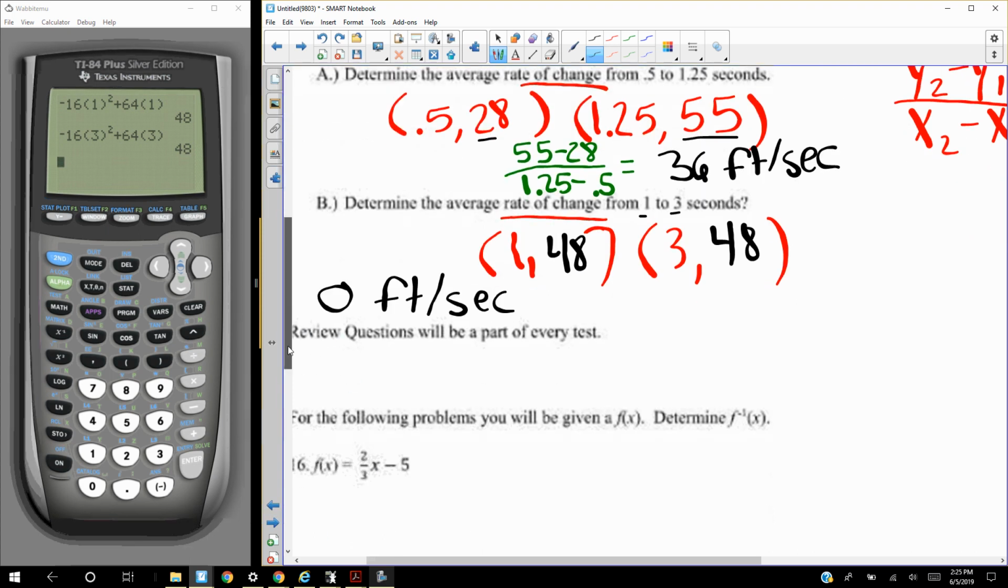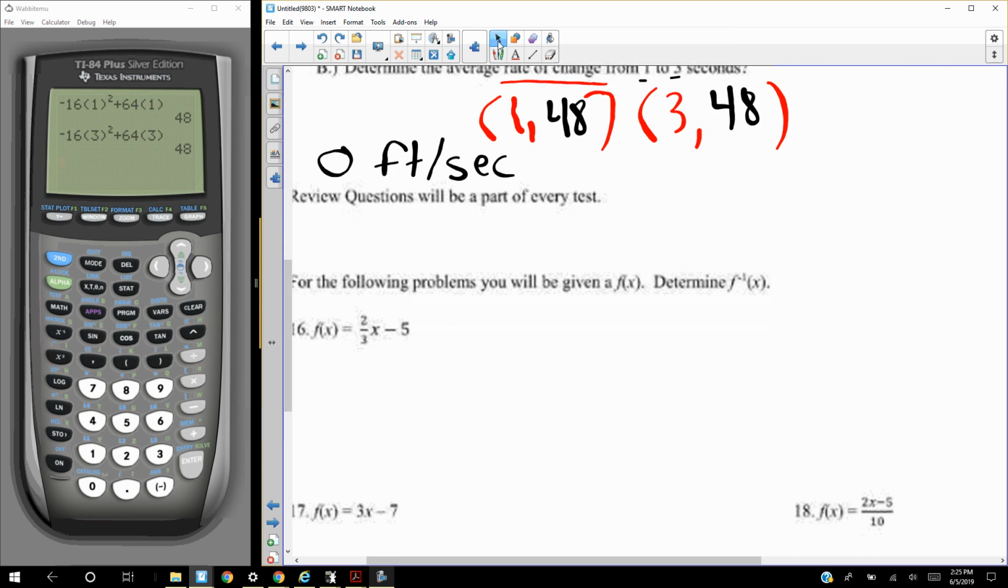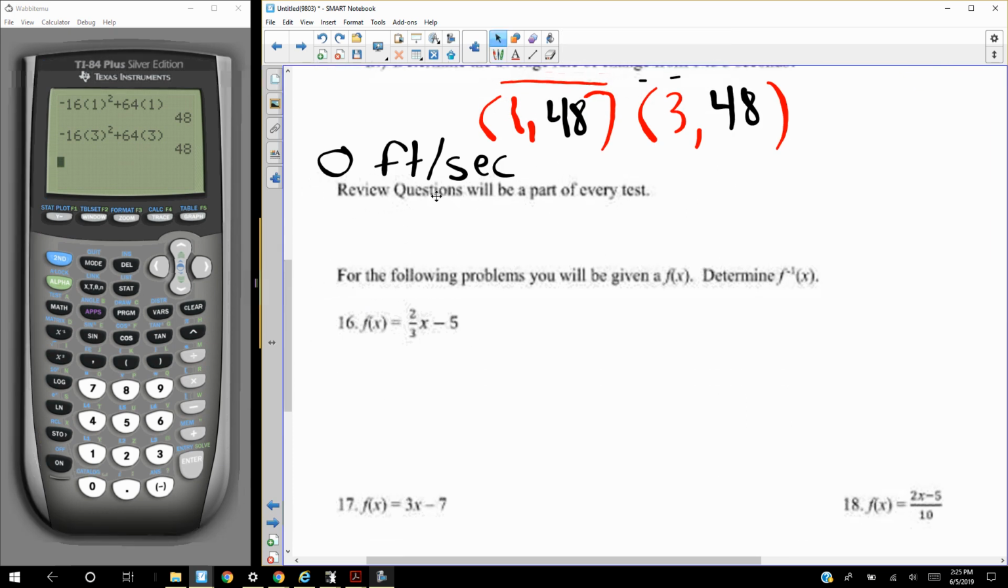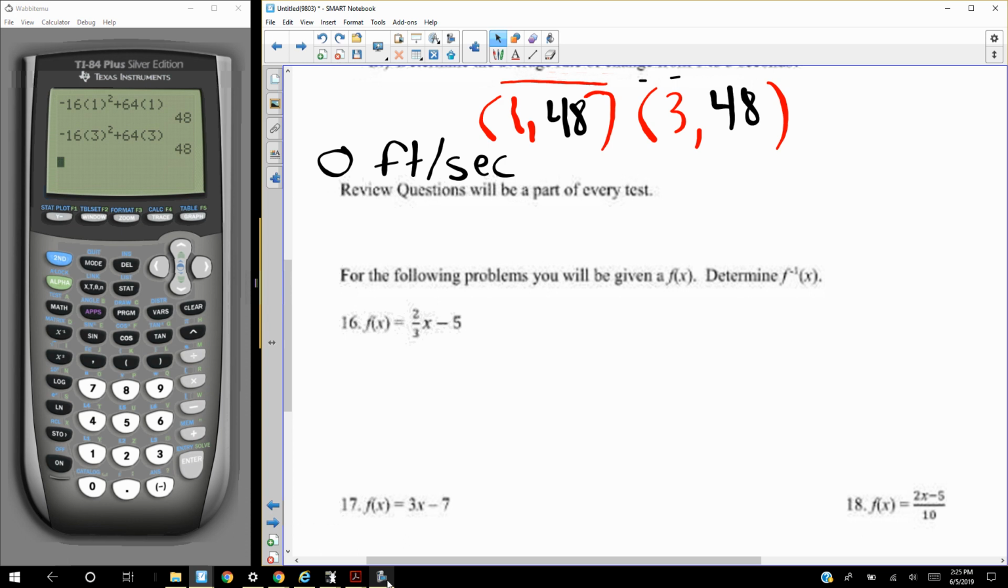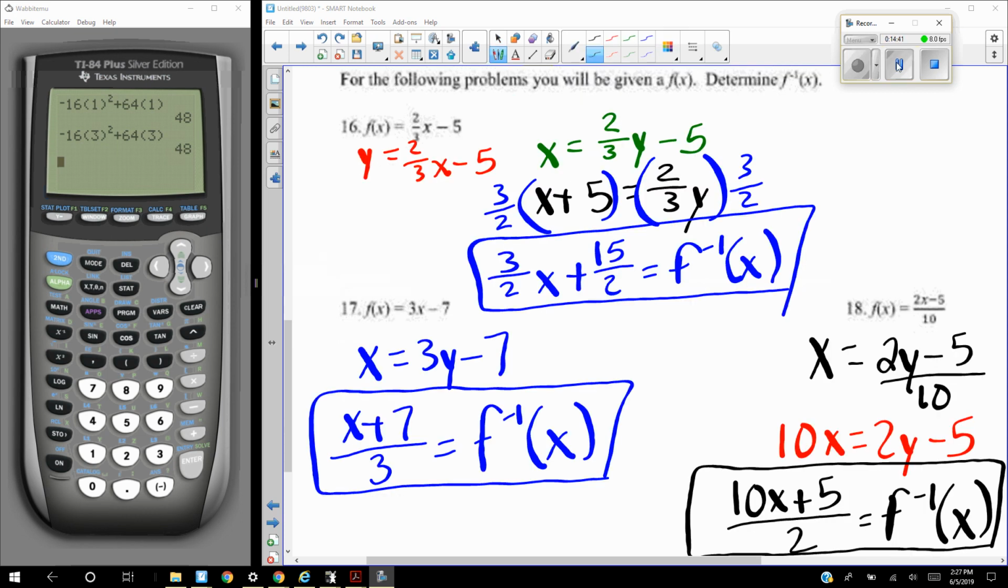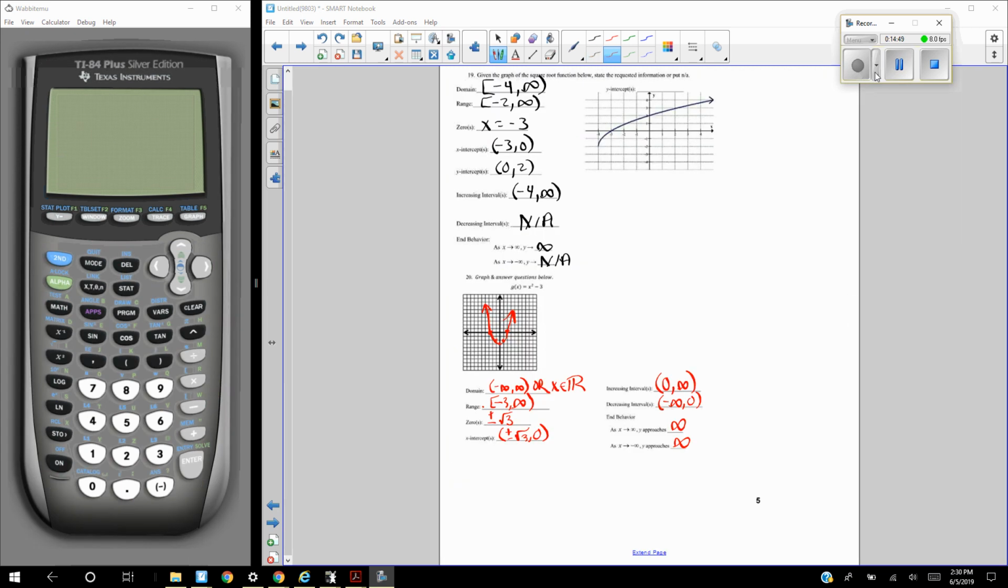The rest of these review questions, I'm going to give you the answers here in just a second. If you need to see a video, in the Unit 1 video, I went over these problems. They will show up on the next test. So if you do not know how to do these, watch the Unit 1 test review video. But here are the answers to the rest. All right, there's 16 through 18. Pause the video now. I'm going to move on to the last section. And of course, these answers are on the answer key.